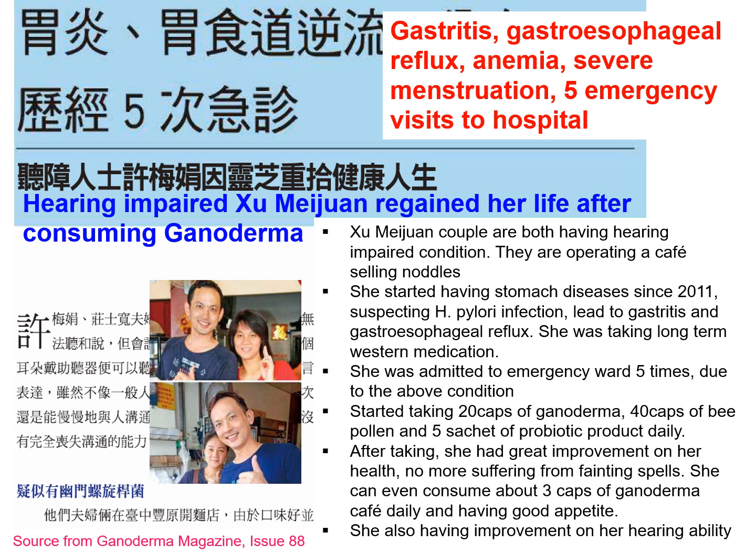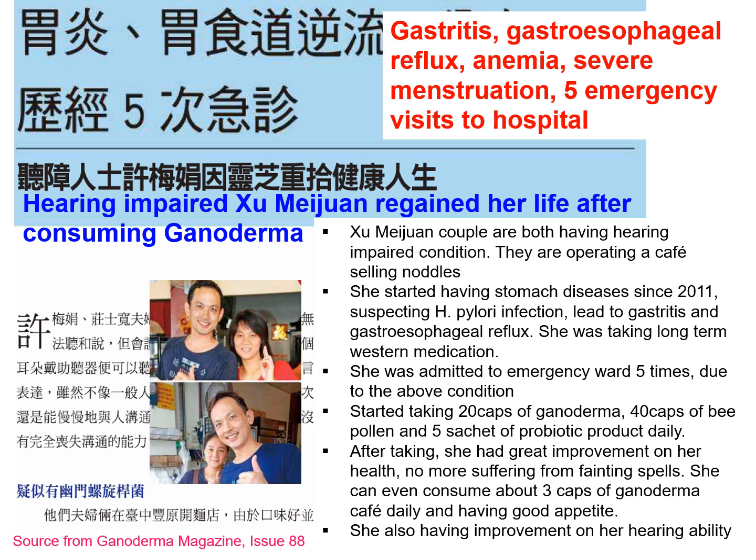So what is a fainting spell? A fainting spell generally lasts for a few seconds to a few minutes. Previously, due to her stomach problem, she tried to avoid coffee, but now she's better. She can even consume about 3 cups of Ganoderma coffee daily, and her appetite also improved a lot. She continued the linzer, and not only did her health condition improve, her hearing also improved.